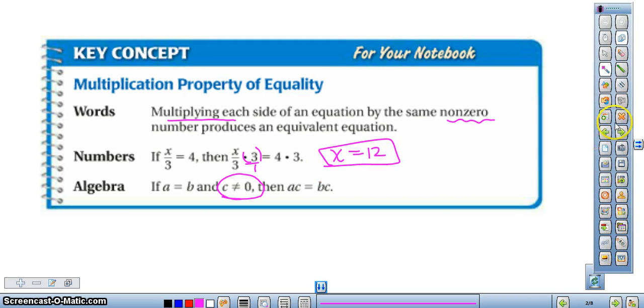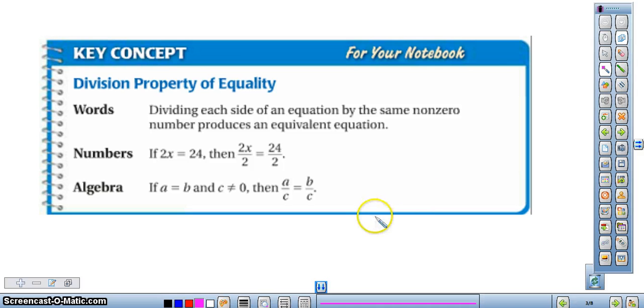We're still going to work with equivalent equations in both multiplication and division. What if we have 2 times x equals 24? Remember, we want to isolate that x. That means 2 times x. The opposite of multiplying by 2, this line means division.